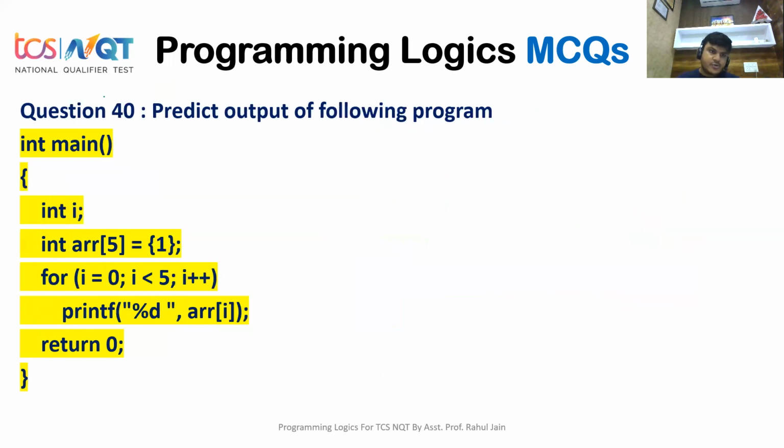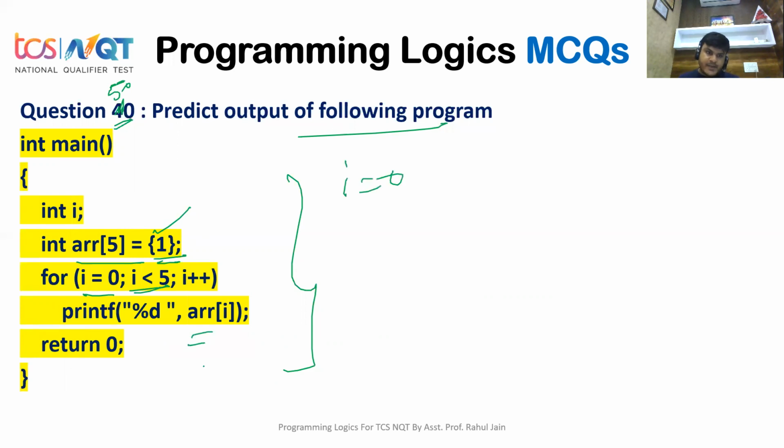And then the last one, question number 50. Predict the output of the following program, and the program is in front of you. Now if you see here, int array[5] = {1}. So we have declared an array of size 5, but we have only initialized the value 1. So the most important concept of arrays is used here. For i equals 0, i is less than 5. Yes, 0 is less than 5. So currently the value of i is 0. So we need to print the value of array[0]. So at the 0th index, 1 is stored.